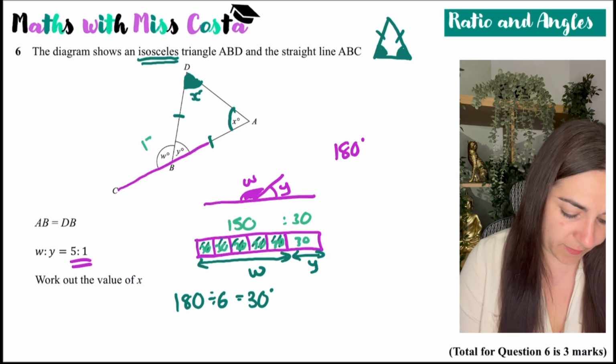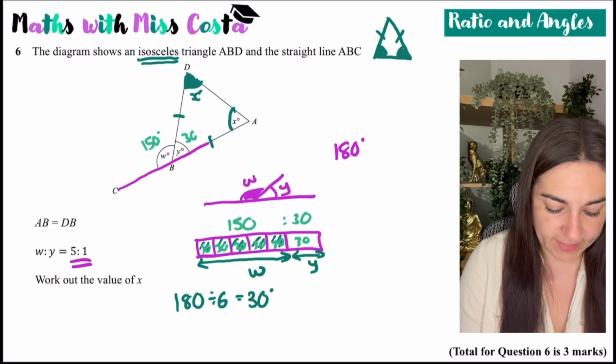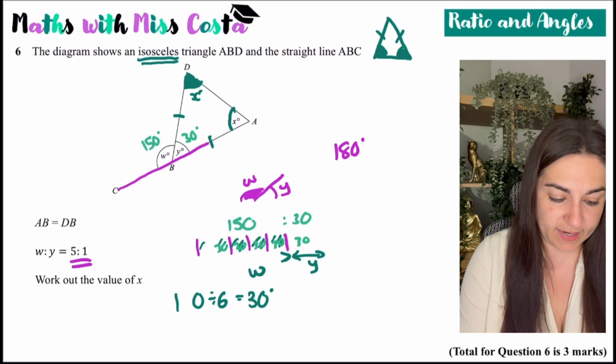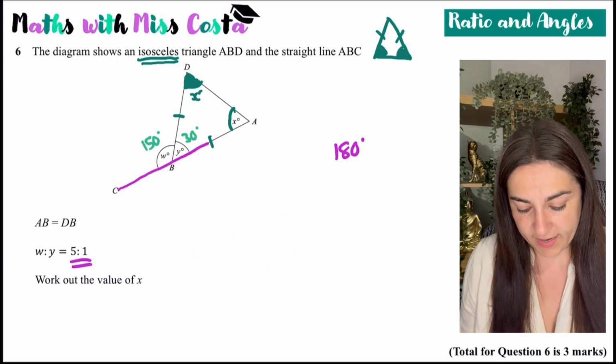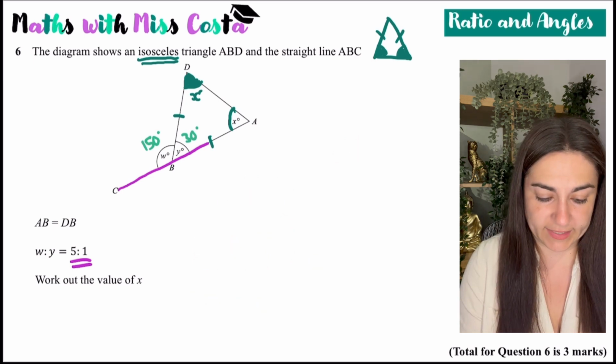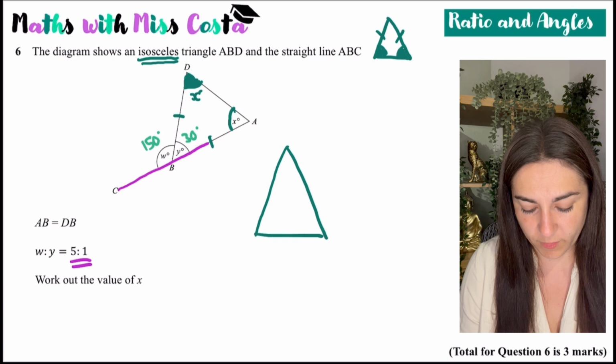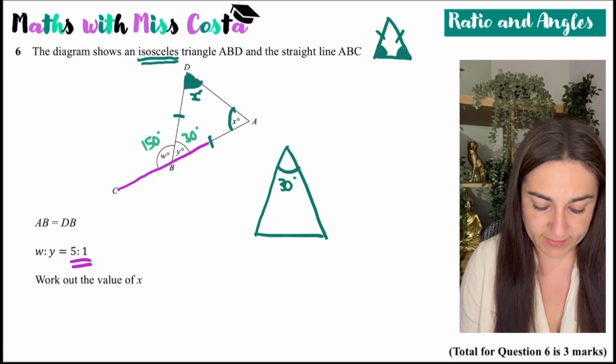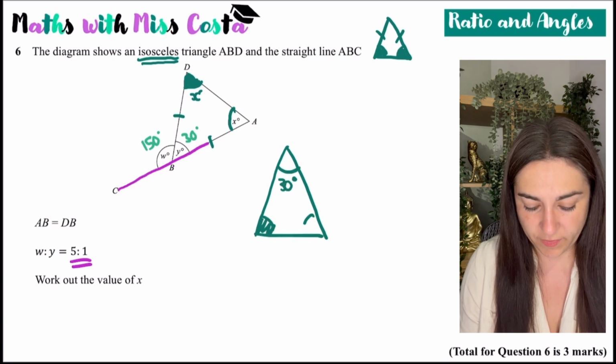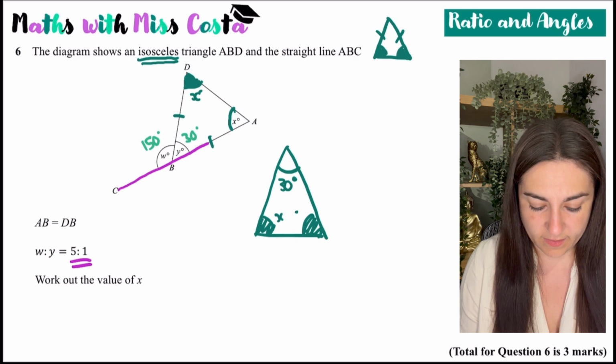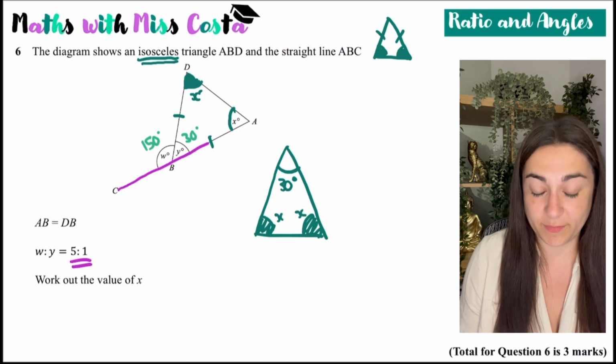So I know that this angle here is 150 degrees and this angle here is 30 degrees. That's the first part. Then I can use my knowledge of isosceles triangles. So I've got my triangles here. I know this angle here is 30 degrees and I know these two angles down here are both going to have the value of x and they're both going to be equal.